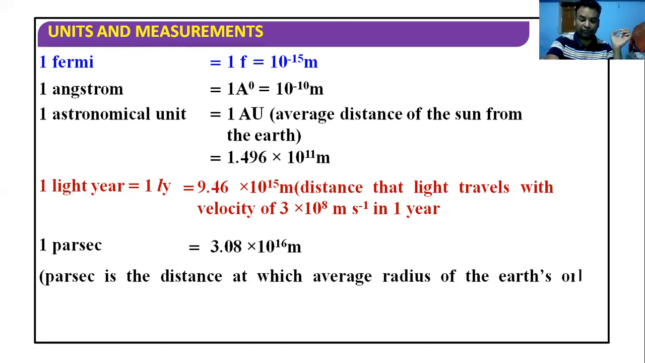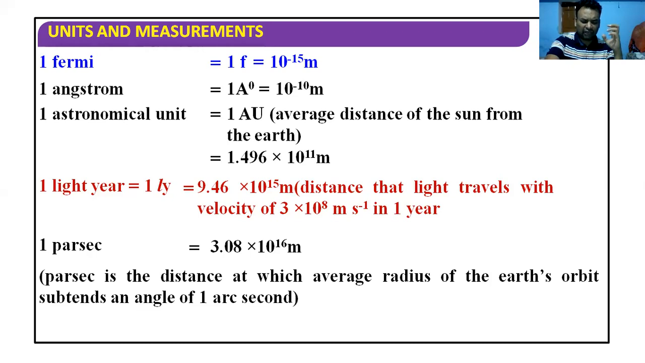Then we discussed the next term, 1 parsec. Again, it is a very large distance. It is the height above the sun when the Earth's orbit subtends an angle of 1 arc second. It is the height exactly above the sun when the Earth's orbit subtends an angle of 1 arc second. 1 arc second is 1 upon 3600 of a degree, that is pi upon 180 into 1 upon 3600 radians. So this is 1 parsec.